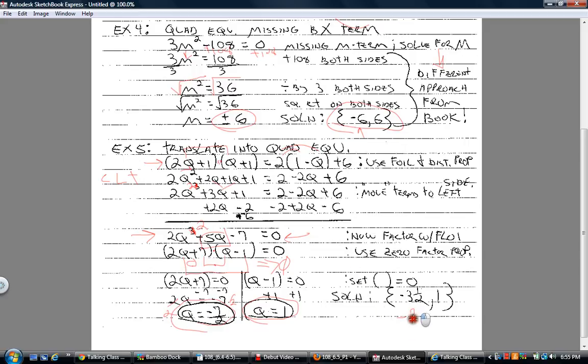Sometimes they might want that as an improper fraction, so watch MyMathLab and watch the little blue parentheses when they tell you what goes in there. I think we've done a good job here, class.